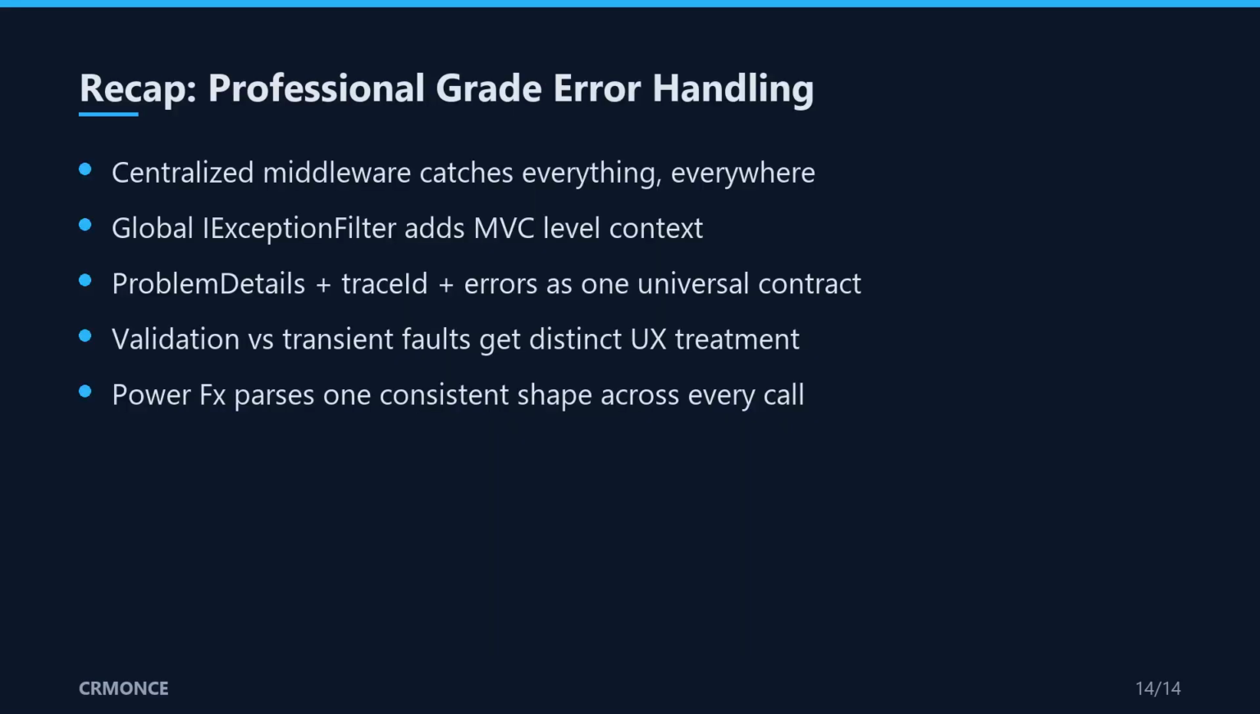Let's recap the strategy we walked through today. We centralized exception handling in middleware so nothing slips through uncaught. We layered in a global IExceptionFilter for MVC specific context. We standardized every response on ProblemDetails, extended with trace ID and field level errors. We treated validation failures and transient faults as fundamentally different categories requiring different user messaging. And we closed the loop with correlation IDs for fast support triage and clean PowerFX parsing patterns that any maker on your team can reuse.